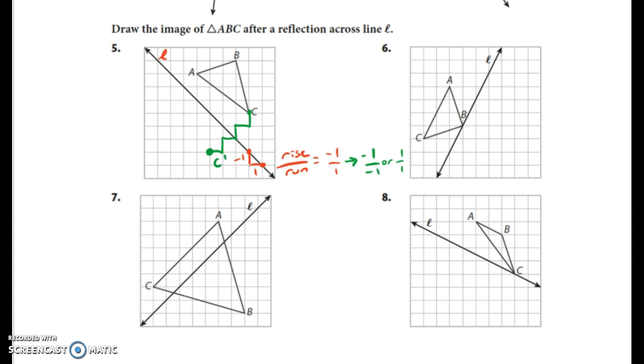Let's count for A. Down 1, over 1. Down 1, over 1. There's my A prime. Now for B. Down 1, over 1. Down 1, over 1, that's 2. Down 1, over 1, that is 3. So I'm going to go down 1, over 1, that's 1, 2, and 3. Therefore, this is my B prime. Now you can connect the 3 points. And this is a reflection.